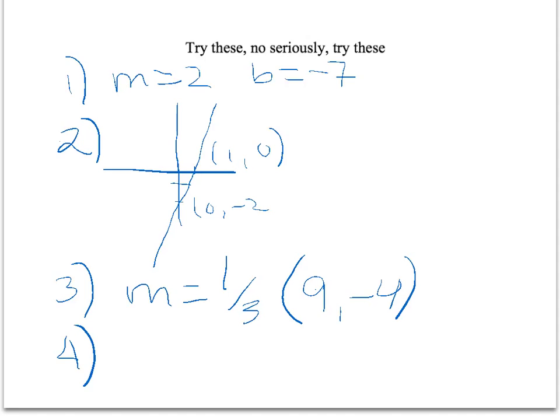Number 4, you're given 2 points. And so remember, you need to find the slope and the y-intercept. In this one, in number 3, you need to find the y-intercept.